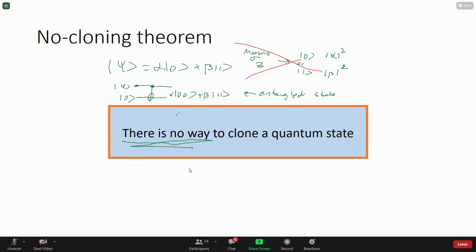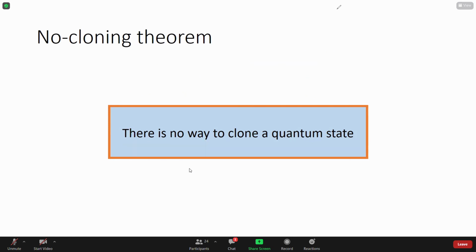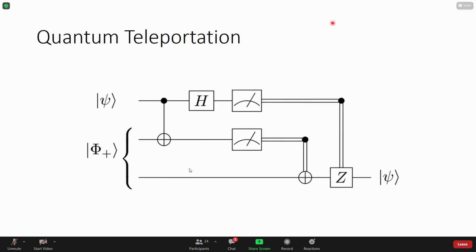Good. So now that brings us to what I would call quantum teleportation. Here I draw a quantum circuit, but let's start with a clean whiteboard to motivate it.